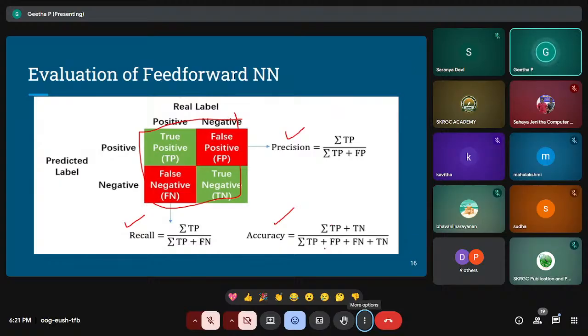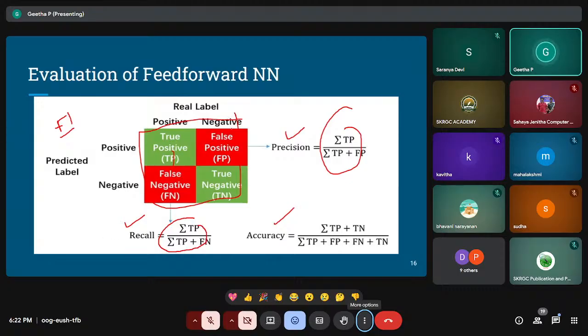Accuracy is the proportion of correctly classified instances out of the total instances. Precision is the ratio of true positive predictions to the total predicted positives. And we have recall, which is the ratio of true positive predictions to the actual positives. And we have the F1 score, which is the harmonic mean of precision and recall, so it gives the balance between precision and recall.